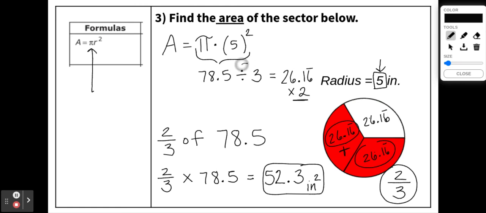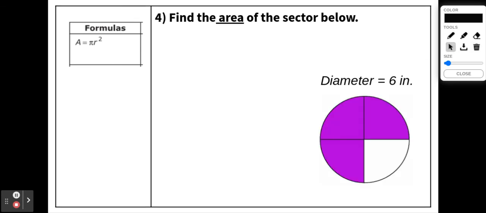If you like the division, you just have to be careful if there's more than one section shaded. Otherwise, just take 2/3 of the entire circle. Just use the fraction method. Okay, we're going to try one more where we see more than one part shaded. So in number 4, looks like we're given the diameter.